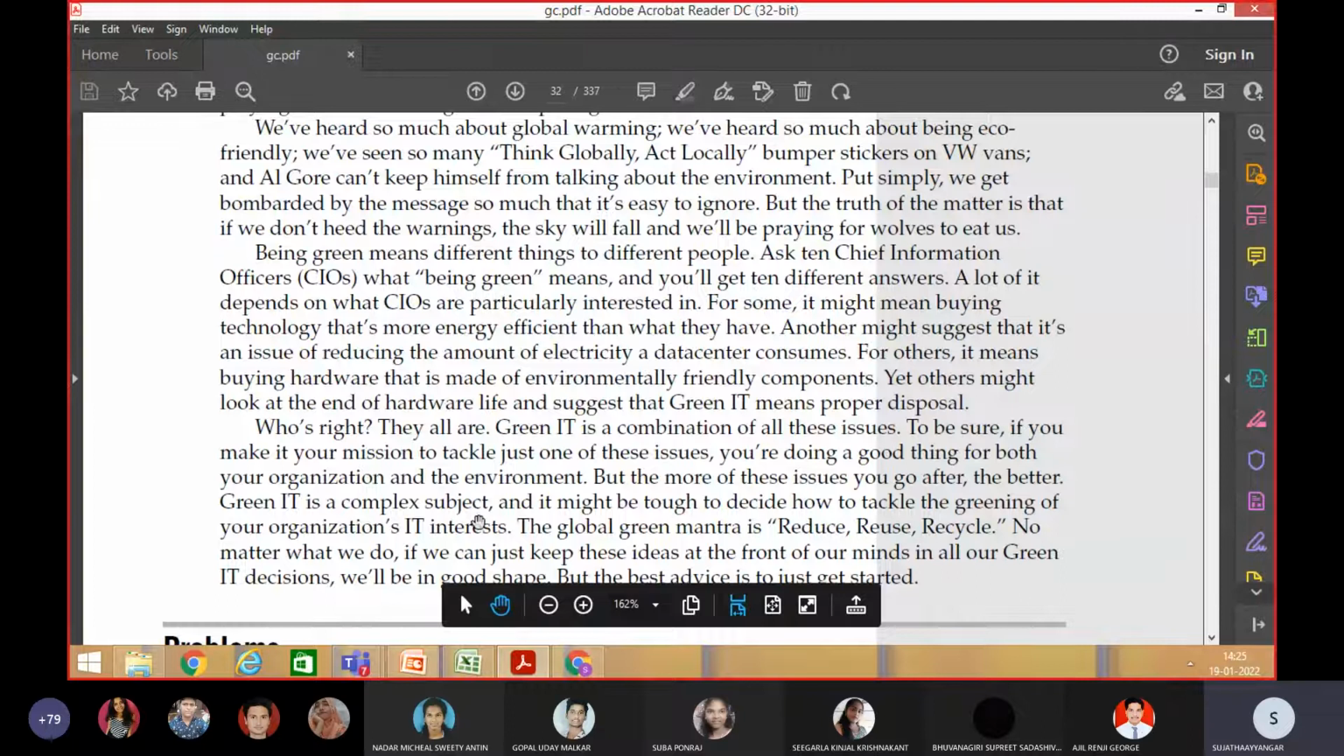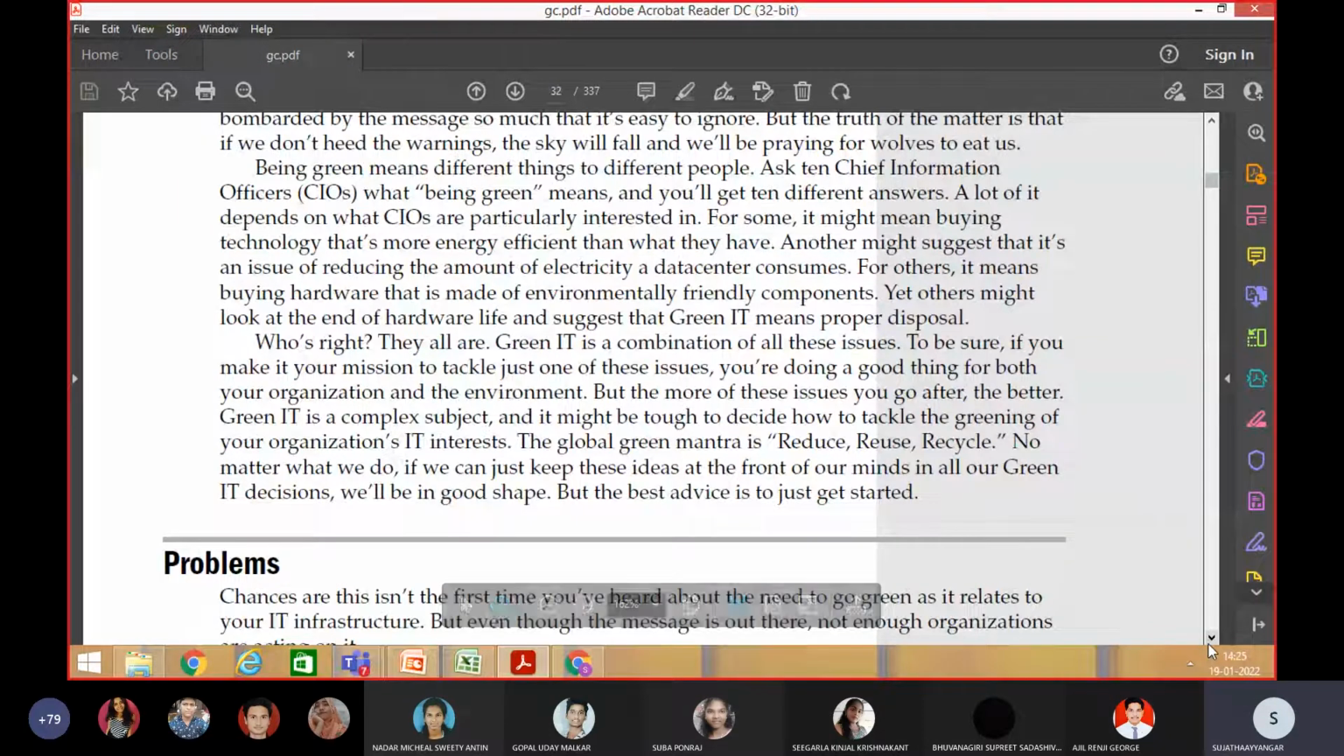Green IT is a complex subject, and it might be tough to decide how to tackle the greening of your organization's IT interests. Okay. So the global green mantra is reduce, reuse, recycle. Remember this mantra: reduce, reuse and recycle. No matter what we do, if we can keep these ideas at the front of our minds in all our green IT decisions, we will be in good shape. But the best advice is to just get started.